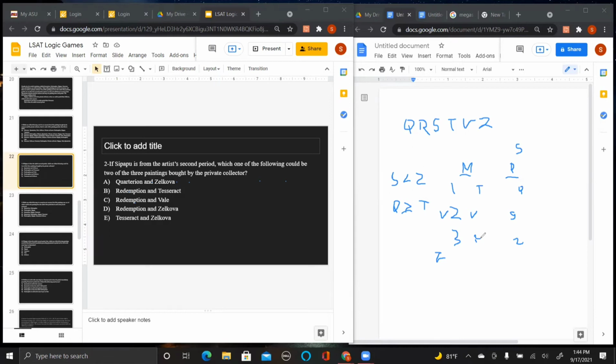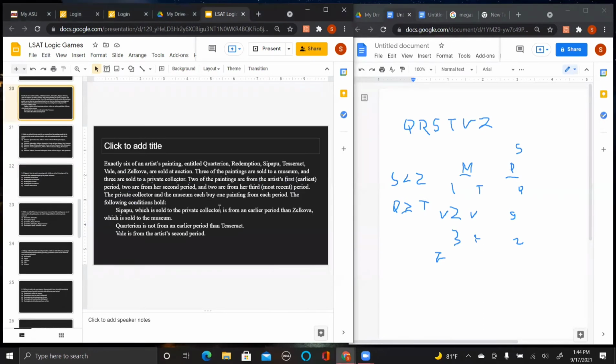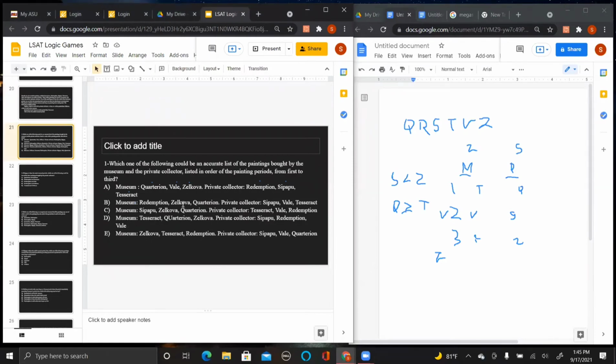Oh, okay. So I missed an earlier part of the rules, right? Where are we? Zelkova is sold to the museum. S, which is sold to private collectors, is sold in an earlier period than Zelkova, which is sold to the museum. So I am half an idiot. I've said this before. Zelkova goes to the museum. Now, did that have any influence on question number 1? Did I miss something? Let's see. Zelkova. Oh yeah, no, all these options had Zelkova going to the museum, so it didn't matter. But I missed that here.